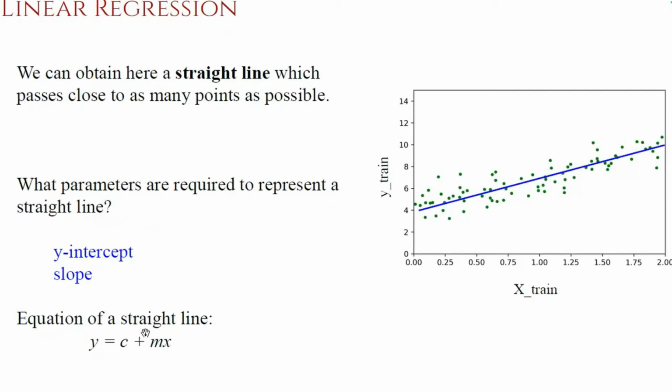Another intuition is that C is called the y-intercept. That means where the straight line touches the y-axis. So that is this y-intercept, and this m, or this slope, tells you the inclination of this line. By changing C, we are moving this straight line up and down. For various values of C, the line moves up and down. For various values of m, the line's inclination changes.